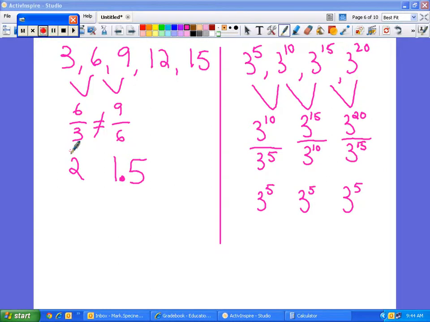Over here on the right side of the board is just a different looking example. Instead of having just numbers, we have exponents. The way we do the problem is the same. We take the second term, which is 3 to the 10th, divided by 3 to the 5th. Of course, you have to know your properties of exponents. What do you do to exponents when you divide and the bases are the same? You subtract is correct. So 10 minus 5 gives me 3 to the 5th. 15 minus 10 again gives me 3 to the 5th. And finally, 20 minus 15 gives me 3 to the 5th. So that is indeed a geometric sequence.